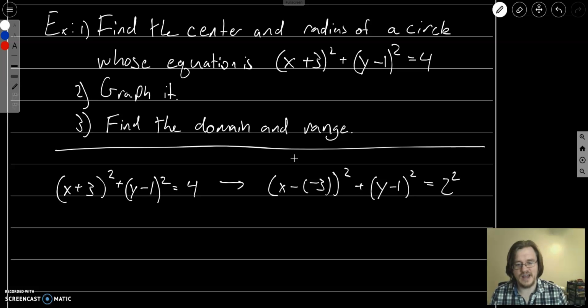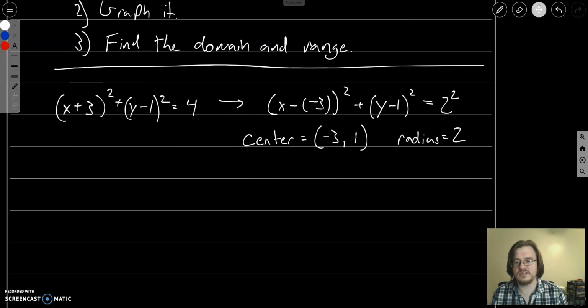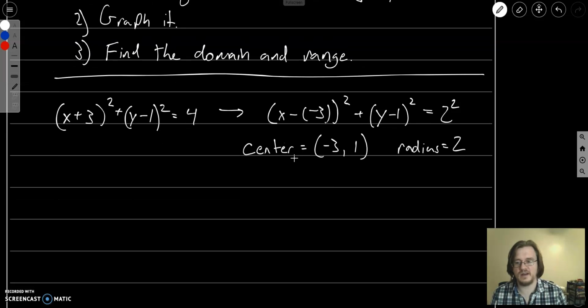So now that we have this formula, we can write down exactly what things are. The center is going to be at the coordinates (-3, 1). It's x minus the x coordinate and y minus the y coordinate. So this is x minus negative 3 and y minus 1. The radius is hanging here at the end, and it is what is squared. So the radius is going to be 2. Okay, so this means that we can graph it.